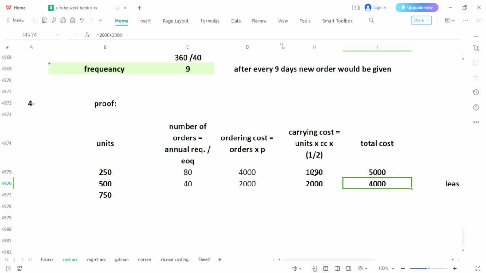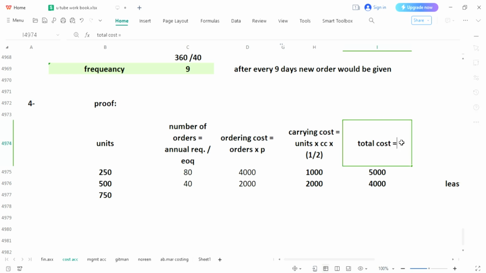And it is not a surprise for you, you can see that by placing an order of 500 units, your cost is 4000, and by placing an order of 250 units, which is even less than 500, your cost is higher. So this is our proof.